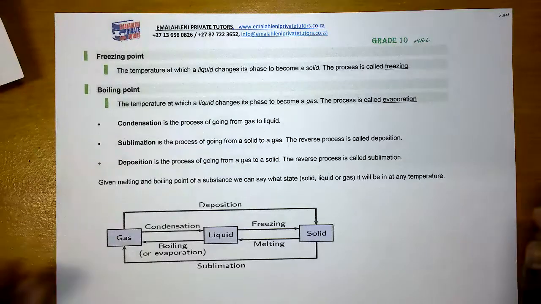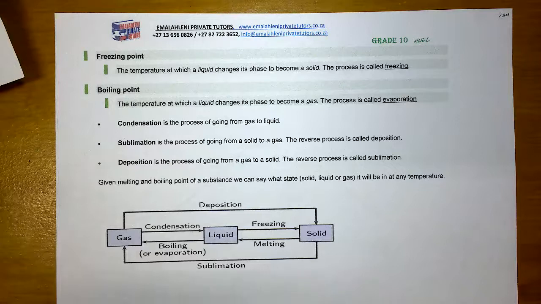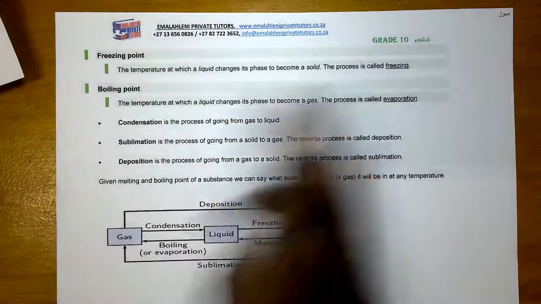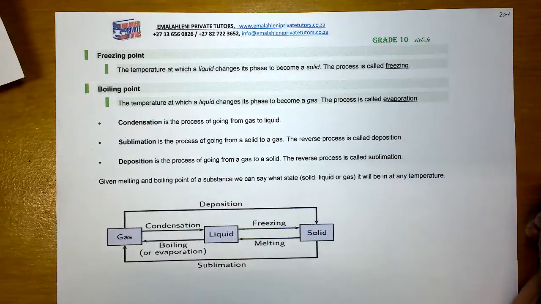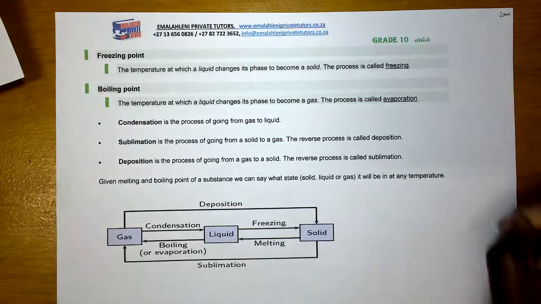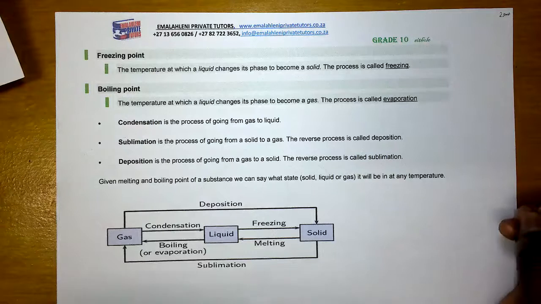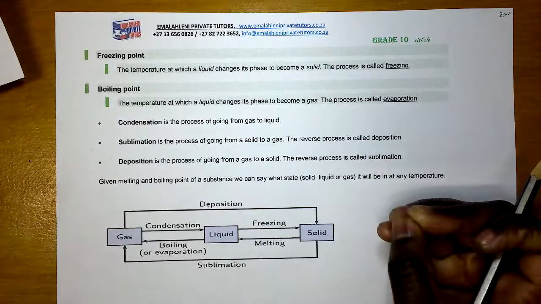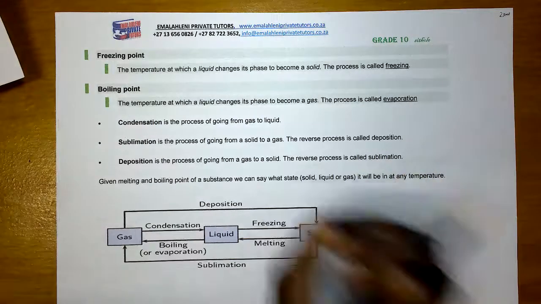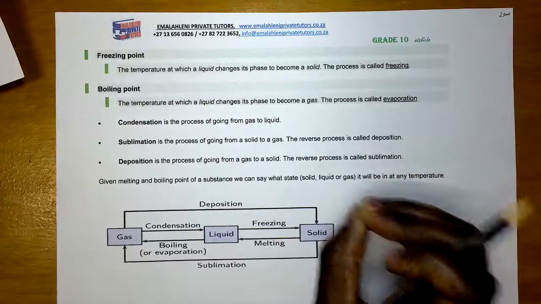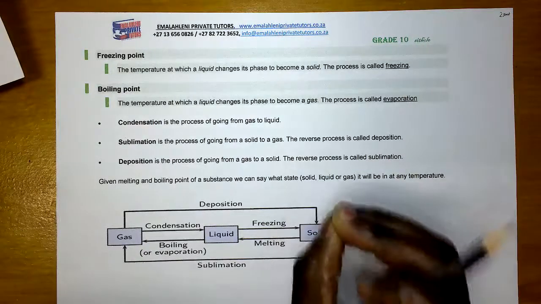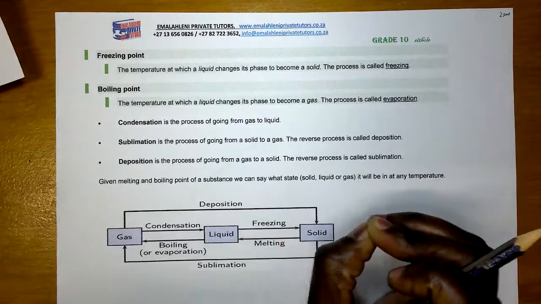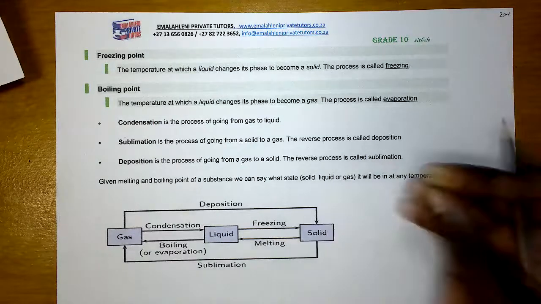Okay, so on our next page, we see that there's a freezing point. Freezing point is the temperature at which a liquid goes back to a solid. So liquid changing to solid, that's what we call freezing. Then the boiling point is where a liquid changes to gas. So boiling point refers to the temperature at which it changes to gas. Now, this process, we call it what?